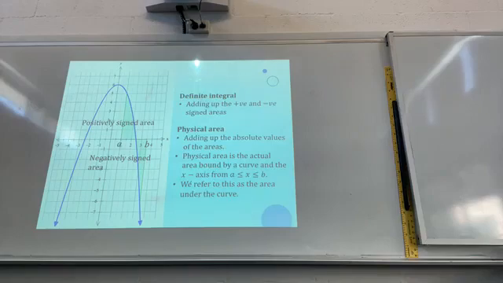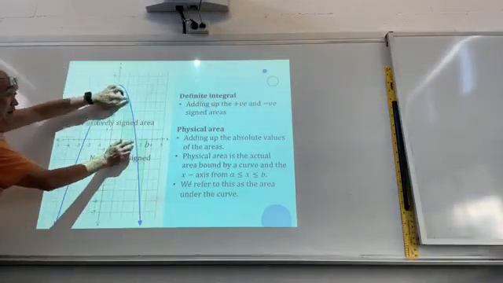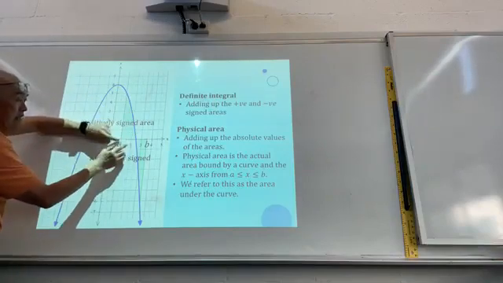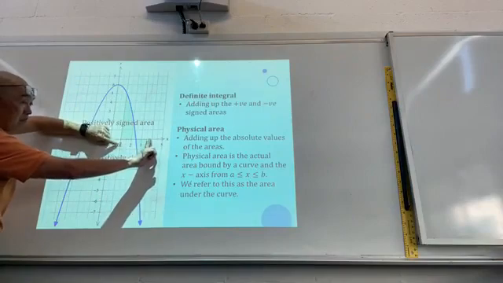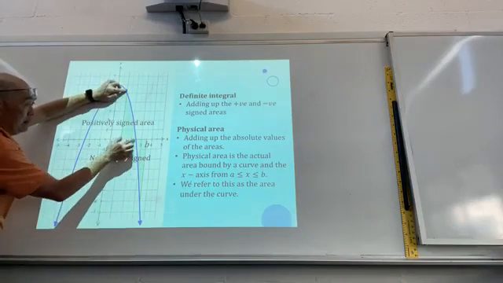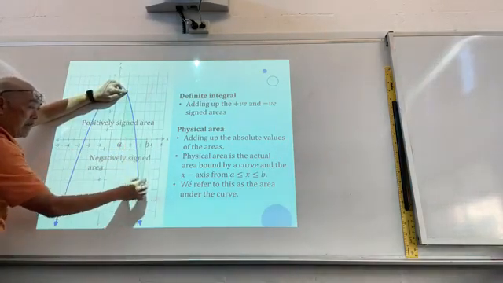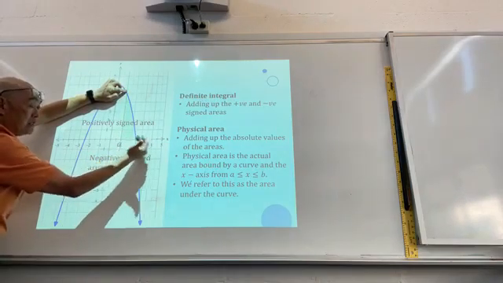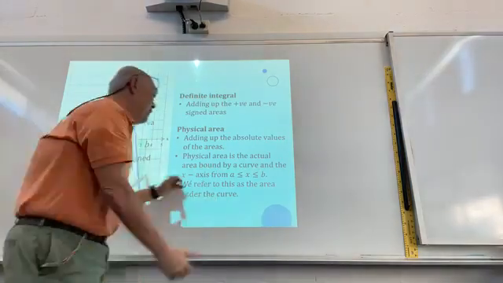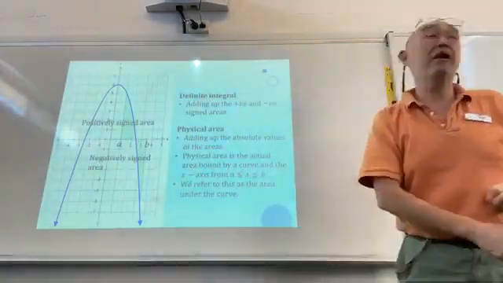Alright? Definite integral, you add up the positive and negative signed area. You can end up with a positive number or negative number. Physical area, you add up the absolute values of the areas. So it is the actual area bound by the curve and the x-axis. Alright, this is the curve and the x-axis. Now, I've given you the interval a to b. So from here to here, this is positive and this is negative. But we must make sure that when we add them together for the physical area, this is the absolute value. Alright? And we refer to the physical area as the area under the curve.